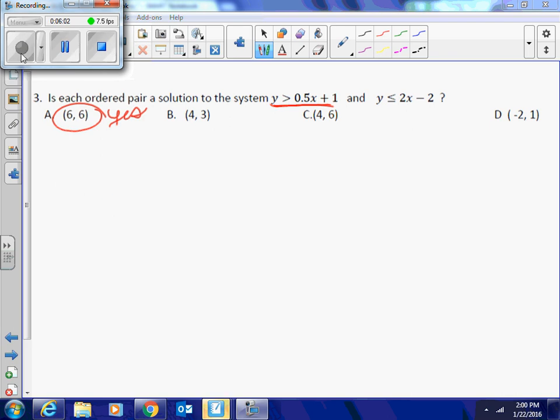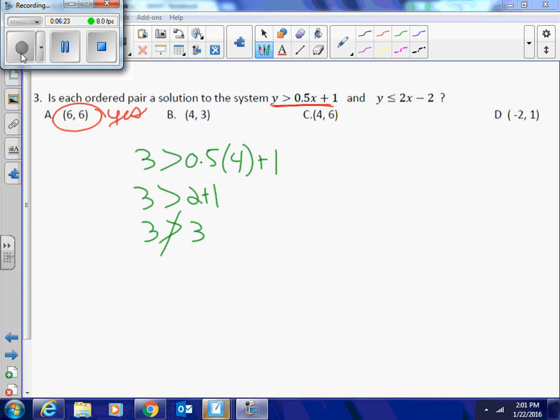So let's plug in 4, 3 into the first inequality. Plug in 3 for y. Is that greater than 0.5 times 4 plus 1? Is 3 greater than 2 plus 1? 3 is not greater than 3.